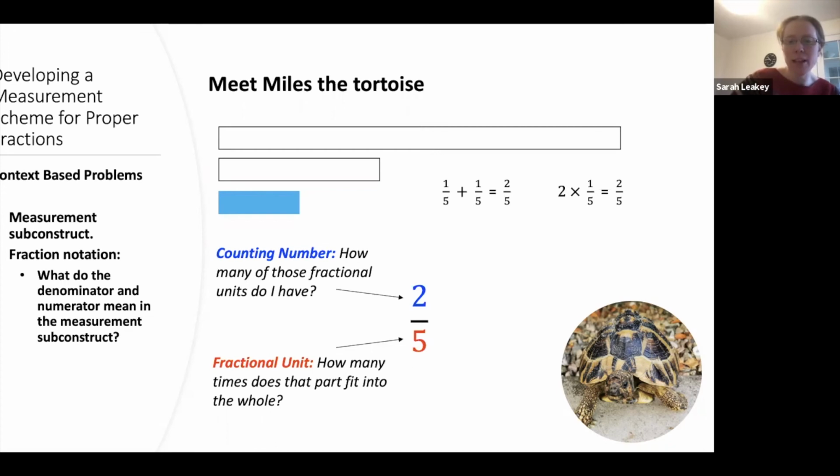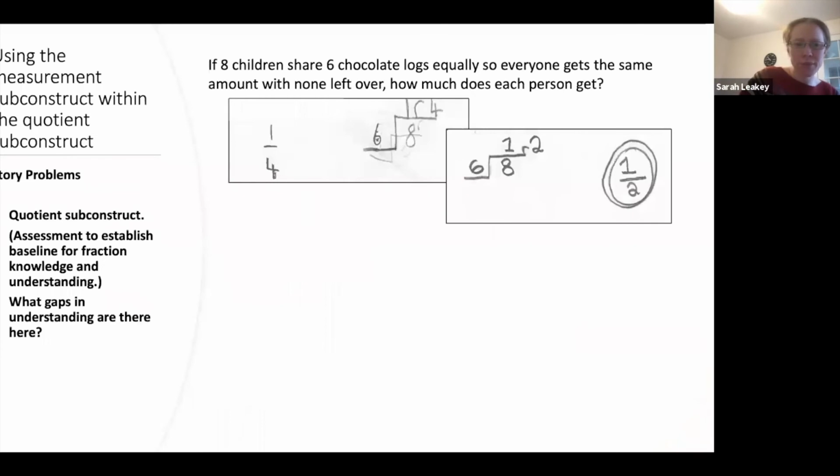And then this numerator is a counting number. It's how many of those fractional units I have. So in this case, I've got 2 units of 1/5, which is 2/5. Pupils are able to deal with this type of thing if they've built it up through these contexts around the P4, P5 age range. We're back to the quotient subconstruct here.